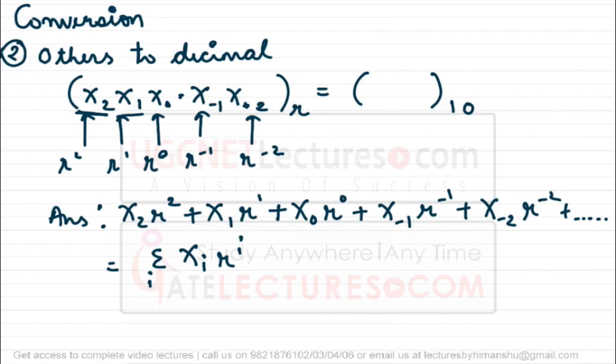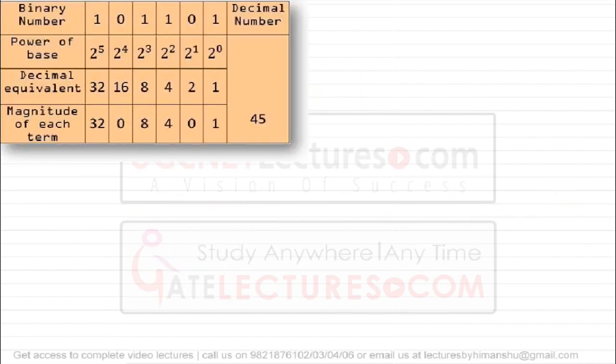This is how you are going to convert any number from some different base into a decimal number. Now let us look at some examples. Here we are given a binary number 101101, and you have to convert it into decimal. This 1 is the LSB. The weight of this bit is 2 power 0. Respectively, 2 power 1, 2 power 2, 2 power 3, 2 power 4 and 2 power 5. The weight of the MSB of this number is 2 power 5.